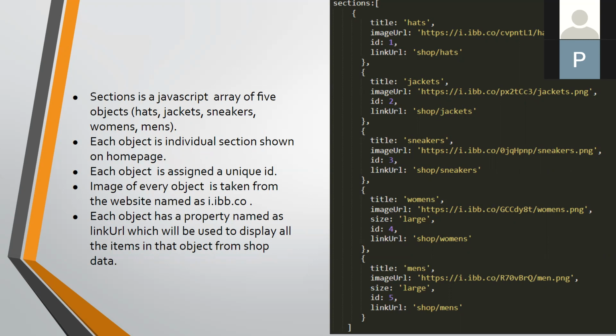So this is the first file. In this, the sections is a JavaScript array of 5 objects named hats, jackets, sneakers, women's, men's. Each object is an individual section shown on the home page. Each object is assigned a unique ID, and the image of every object is taken from the website i.ibb.co. And each object has a property named linkUrl, which will be used to display all the items in that object from shop data. Shop data is from the other file. On to the next slide.